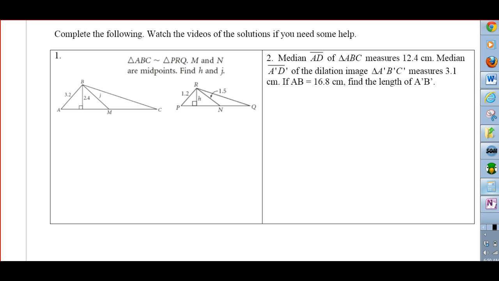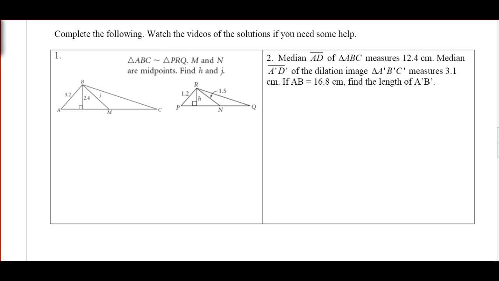So we're given that these two triangles are similar, and we also know that M and N are midpoints. So what we want to do is find H and find J. Since the medians and the altitudes are also considered corresponding parts, we can use the same ratios that we use for solving for lengths of sides to solve for these other corresponding parts, the altitudes and the medians. So let's start with H.